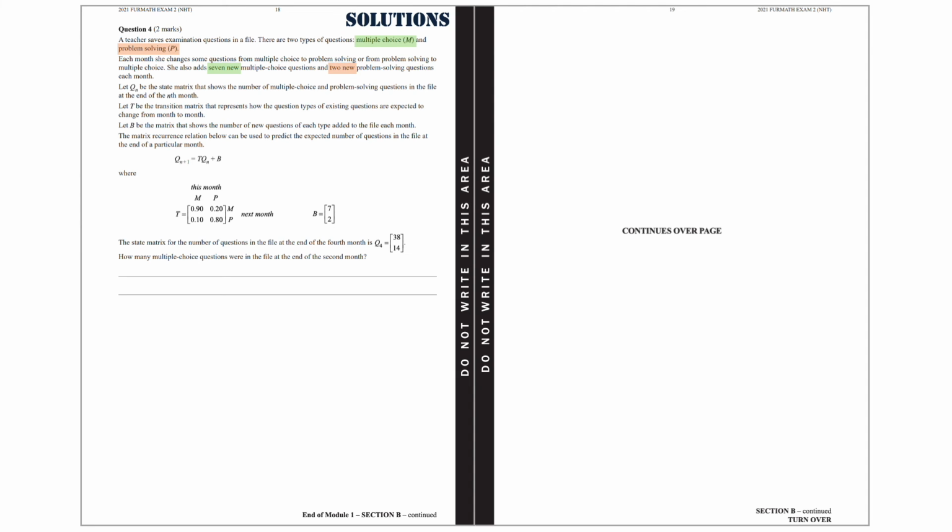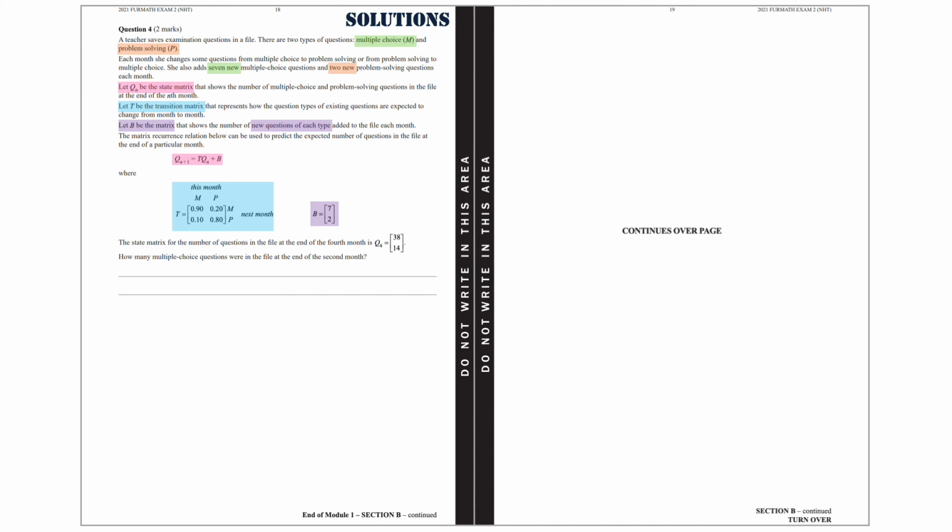Let Qn be the state matrix that shows the number of multiple choice and problem solving questions in the file at the end of the nth month. Let T be the transition matrix that represents how the question types of existing questions are expected to change from month to month. Let B be the matrix that shows the number of new questions of each type added to the file each month. The matrix recurrence relation below can be used to predict the expected number of questions in the file at the end of a particular month.